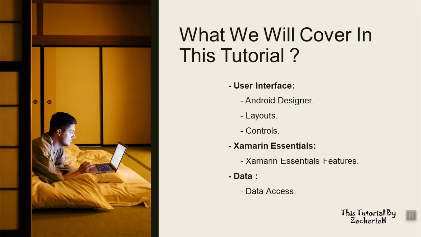Second, Xamarin Essentials. We will talk in this chapter about Xamarin Essentials features. Examples of features of Xamarin Essentials are battery, flashlight, SMS, and more.